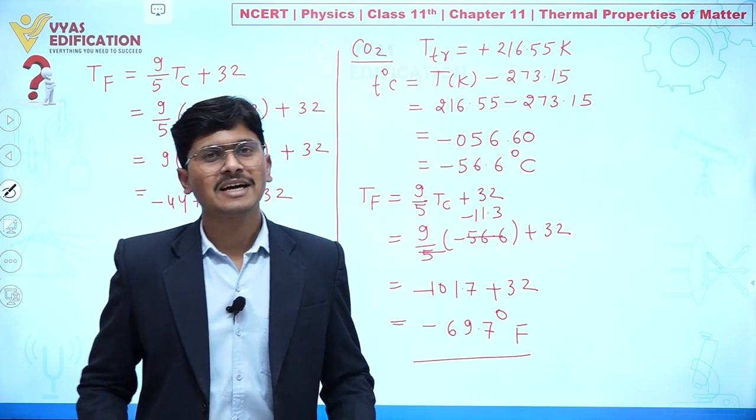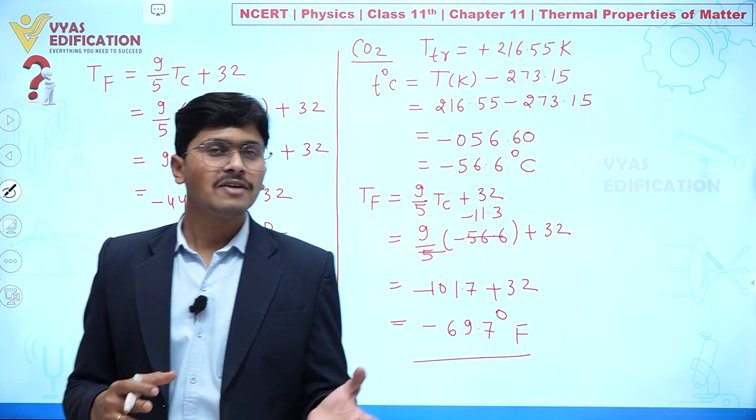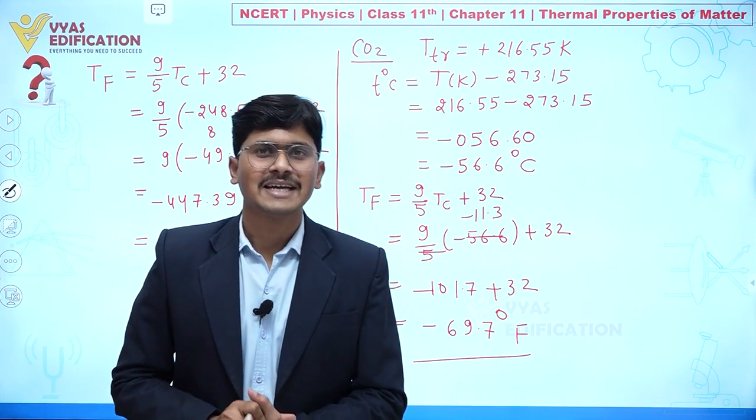So like this we can convert the triple point of neon and carbon dioxide, which is already given in Kelvin, into degrees Celsius as well as degrees Fahrenheit, clear to everyone.